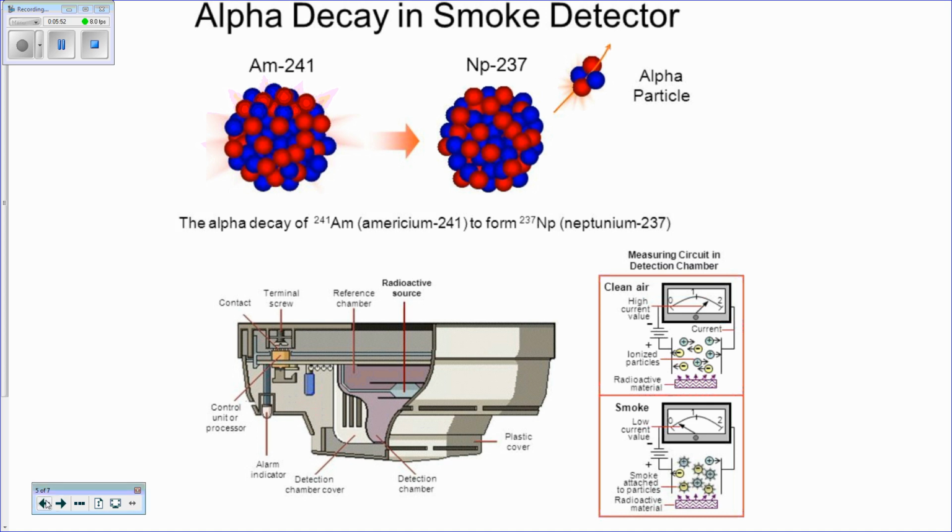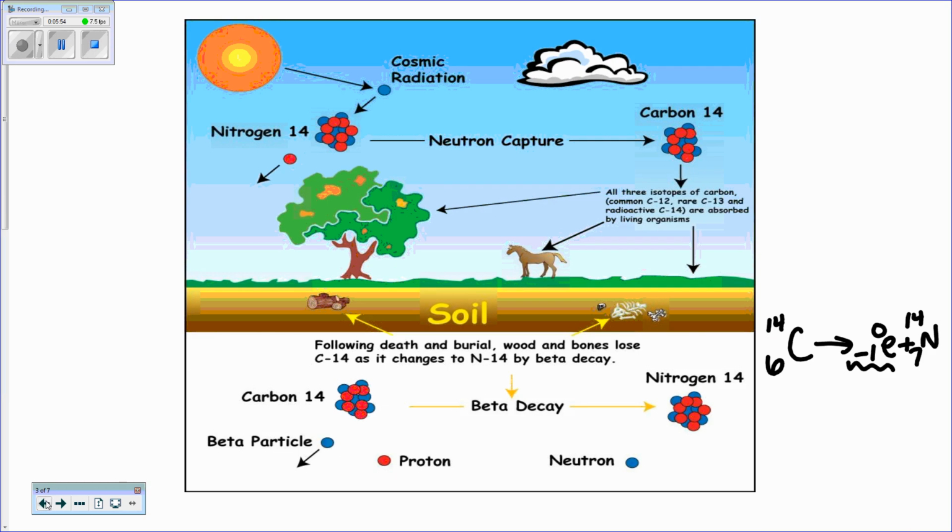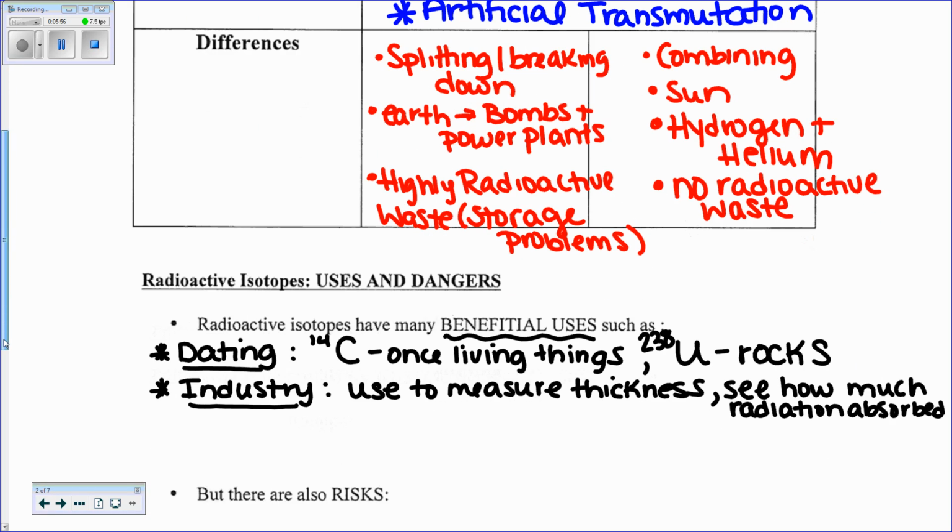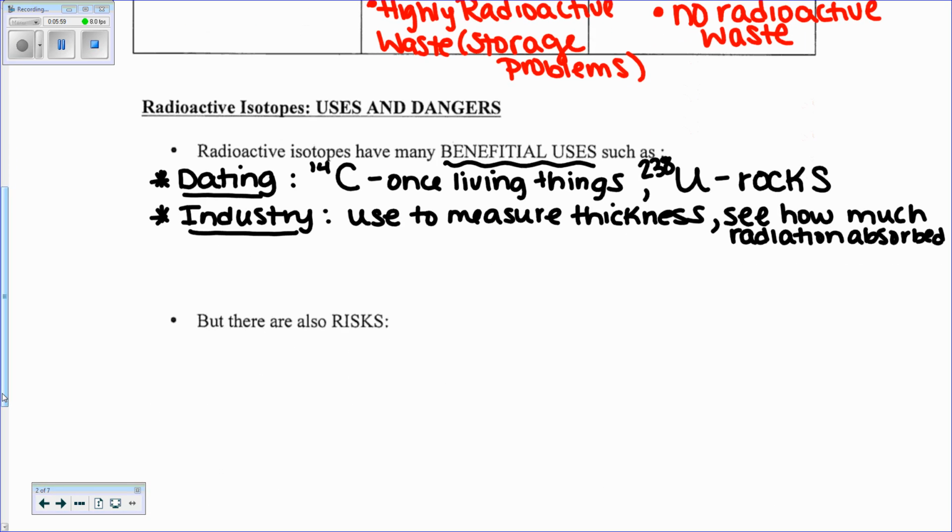Also, I don't have a picture of this one, and I should, but we can think of these as being chemical tracers. They follow the path of something. So I could use it as a chemical tracer.